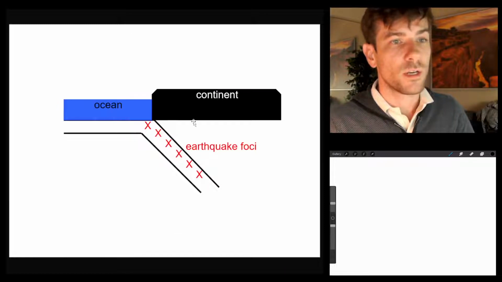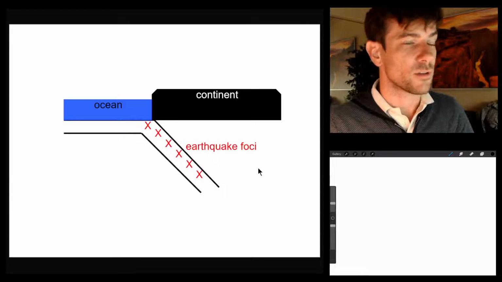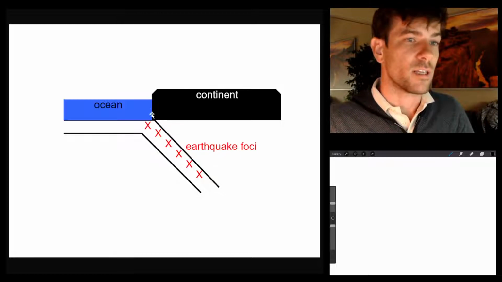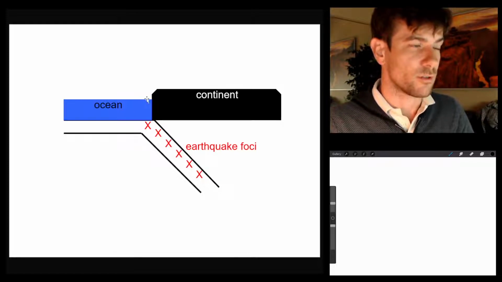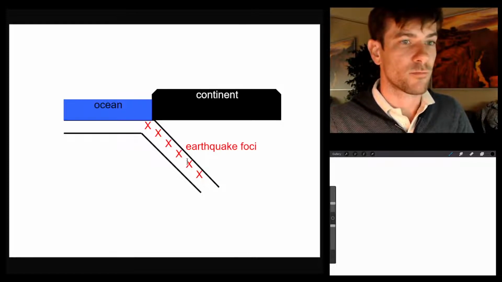Okay, so ocean crust being subducted, earthquake foci, that's just the plural of focus. So a focus point of an earthquake is where it actually occurs in the subsurface. The epicenter is where that focus point would be projected on the surface if you just took it straight up to the surface, right? So the focus point would be here, the epicenter would be there. Okay.